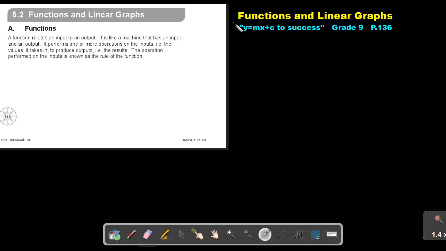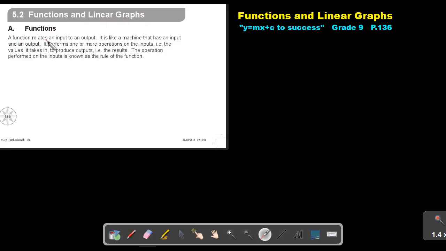Part 3, Functions and Linear Graphs. You will find this on page 136 in the Namibian Mathematics Grade 9 textbook, Y equals mx+c to success. Functions and linear graphs. Functions.